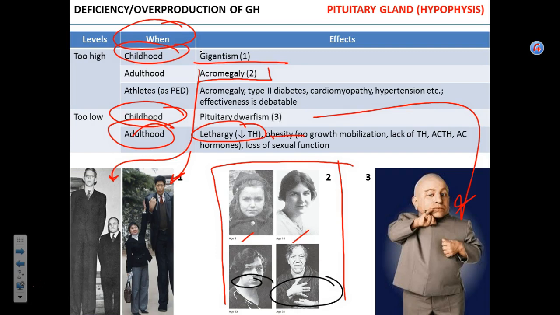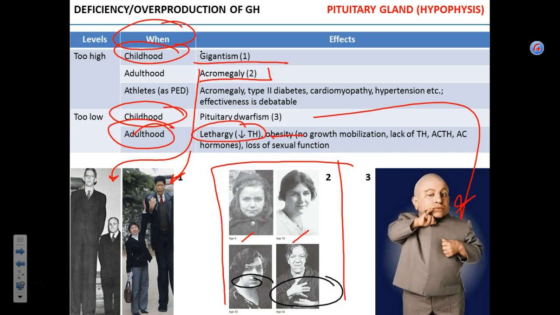The sad part, studies on athletes that used it versus athletes that did not use it showed no significant improvement in athletic performance in the athletes that used growth hormone. There's no point. But the outcomes, like the side effects, can be pretty devastating.